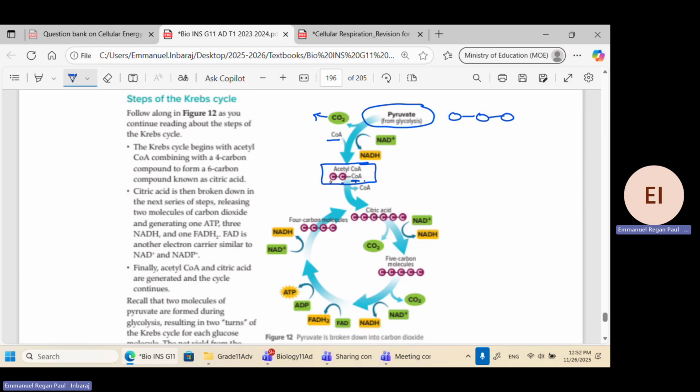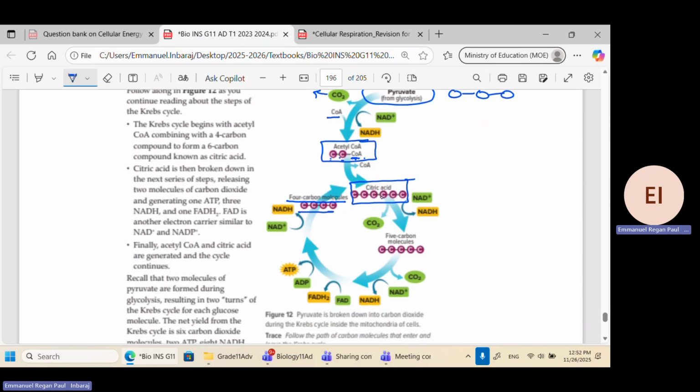Then this 2 carbon will combine with 4 carbon. So 4 plus 2, 6 carbon. They form a compound called citric acid. That is why this is called citric acid cycle. Then many reactions take place. The citric acid is converted to 5 carbon and so many other things, and this cycle continues.